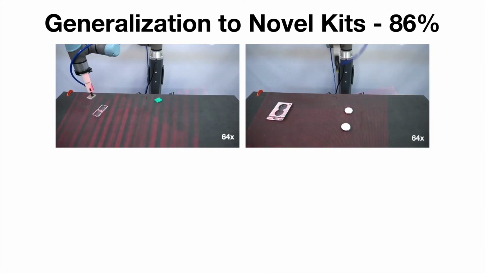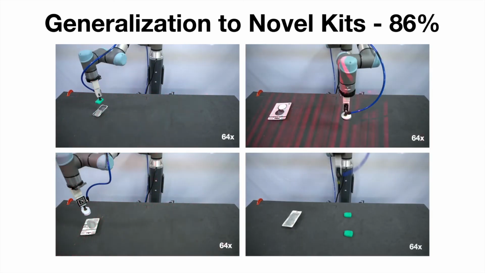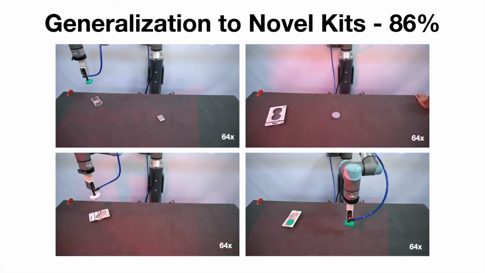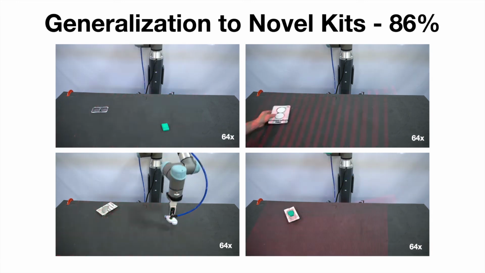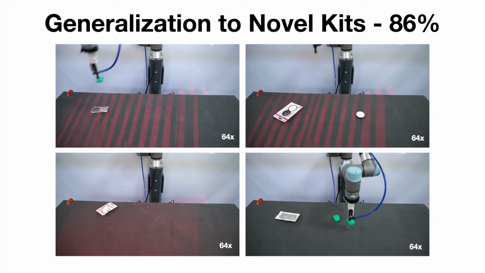Finally, we test Form2Fit on novel objects that are not seen during training. So by using the learned shape descriptors, Form2Fit is able to assemble those new objects with over 86% assembly accuracy.